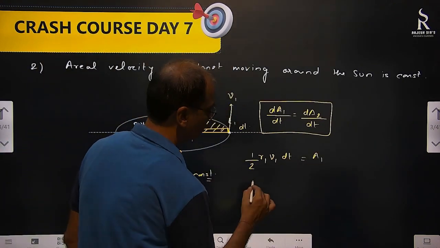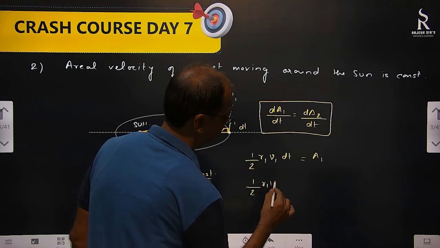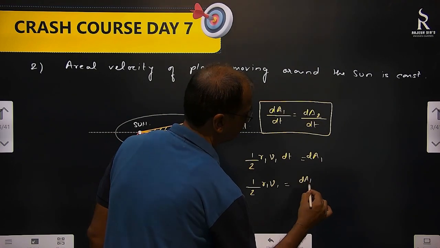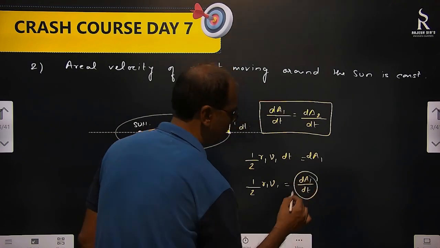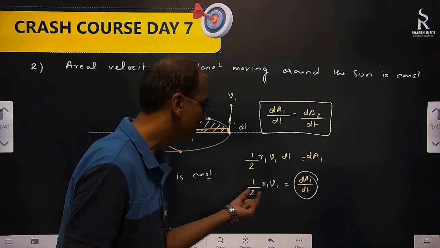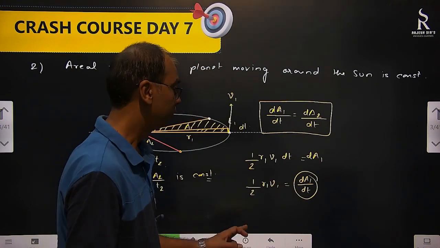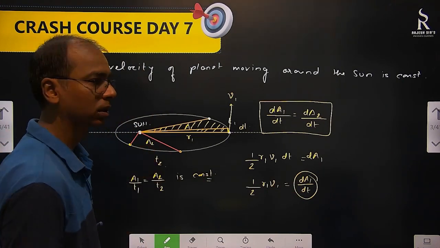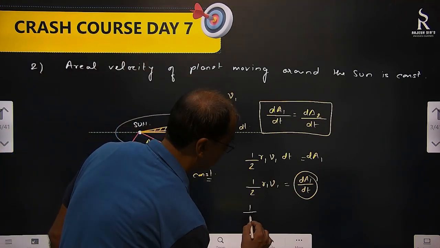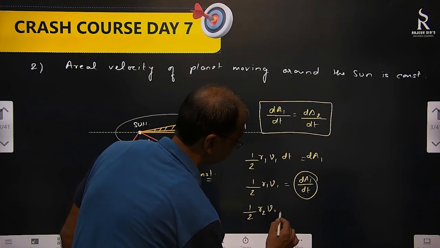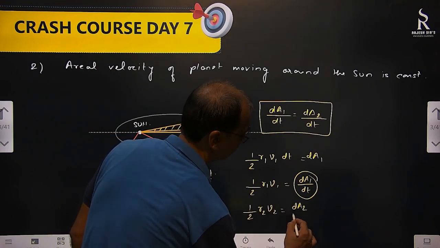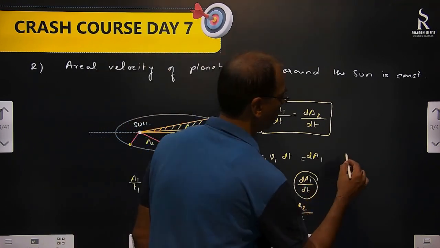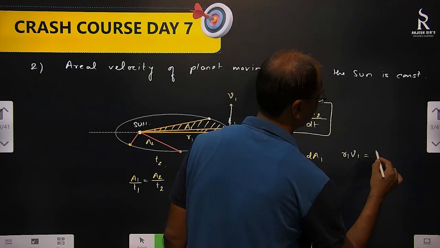Okay, then I can say half r1 v1 equals, let's write this as dA1 by dt. That means that is only the area swept per unit time. So the area will come out to be half r1 v1. So if dA1 by dt is like this, then dA2 by dt will also be like that, so dA2 by dt will be half r2 v2. And since Kepler says that both are constant, both are equal, the conclusion is r1 v1 equals r2 v2.